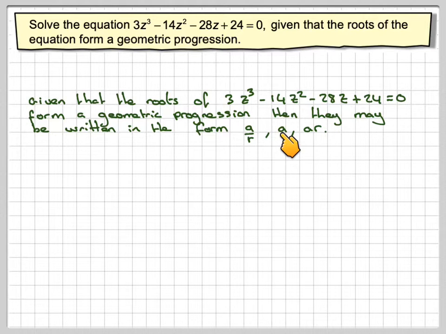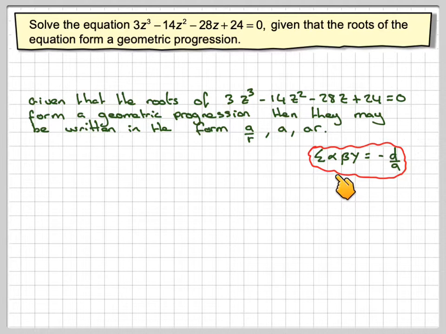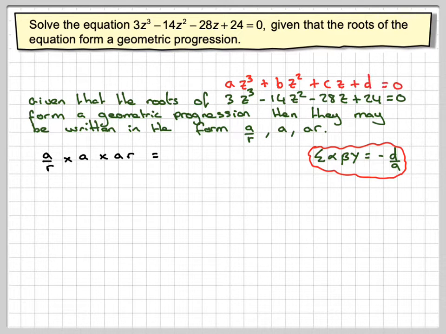I know we could write them as a, ar and ar squared, but this keeps it really simple. We don't have a squared for the r. Now the product of the roots is minus d over a. So a over r times a times ar, and writing it this way means that the r's will cancel out. So d is going to be minus 24 over a, which is going to be 3.